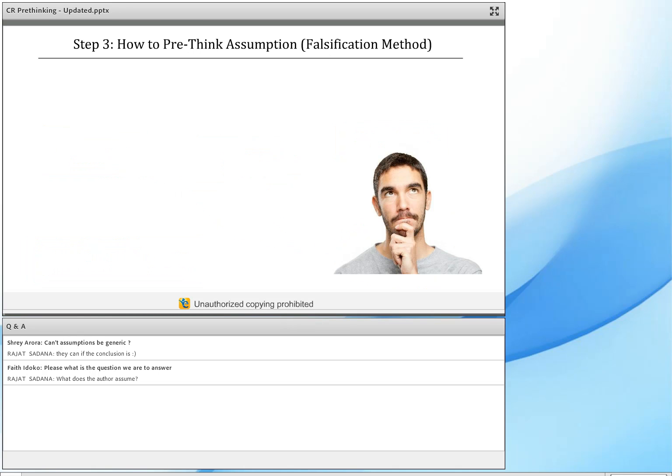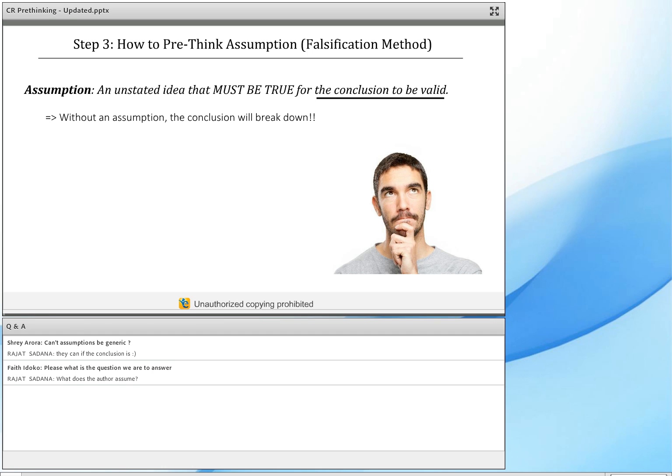And why do we ask this question? If you think about the theory that we did, an assumption is an unstated idea that must be true for the conclusion to be valid. If you remember the house analogy, we said the conclusion is the roof and the assumption is that pillar which must be there for the roof to stay upright. So what it essentially means is that without the assumption, the conclusion will break down.